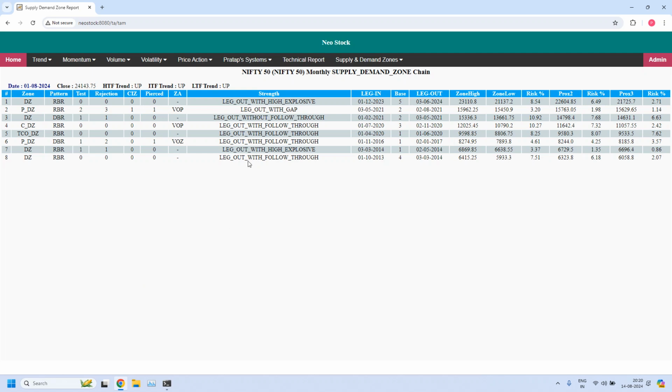And also look for a trend, whichever the time frame you select. For example, monthly time frame I selected. So LTF trend, that is nothing but monthly trend, is uptrend. One time frame higher, that is quarterly trend, is uptrend. And one more time frame higher, that is yearly trend, is uptrend. That is the way you have to understand for the rest of the reports. Remaining columns you can understand easily. Now let me generate the next report for the next time frame.